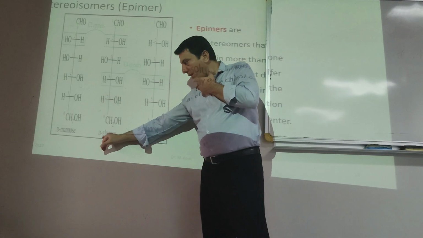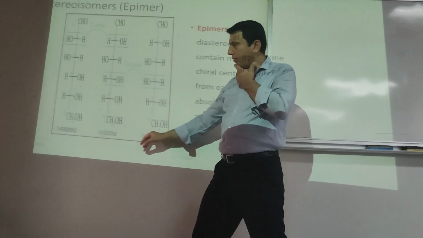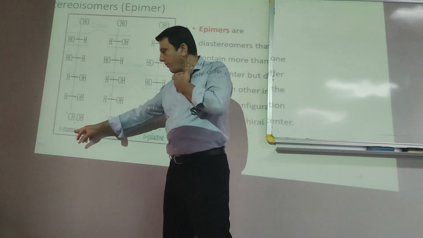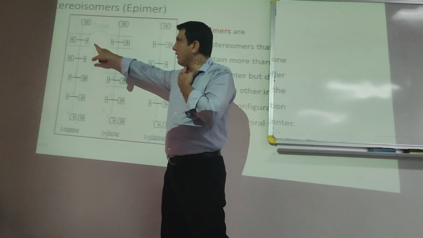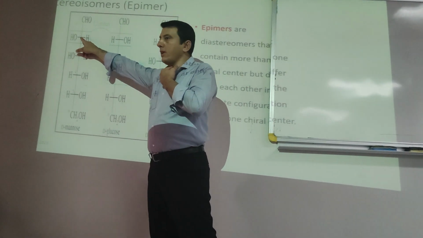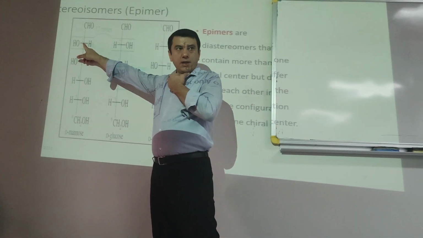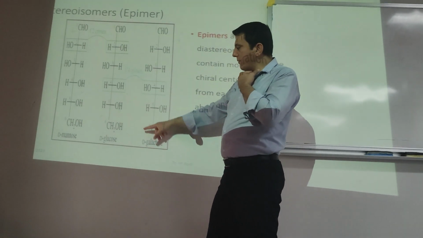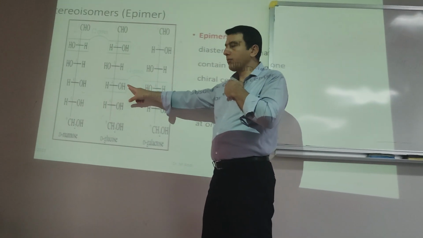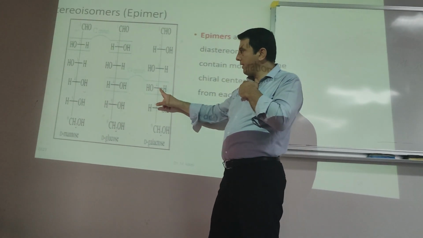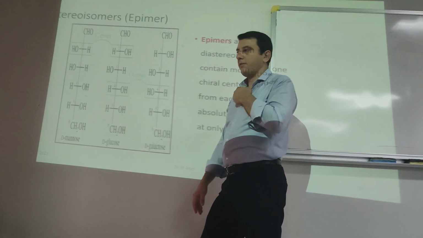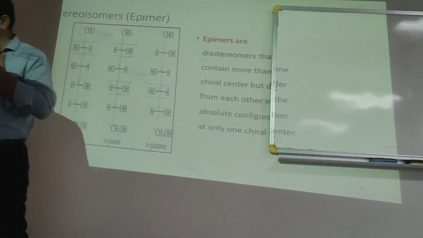For example, D-glucose and D-galactose, D-glucose and D-mannose. The difference between D-mannose and D-glucose is the direction of the OH group on carbon number 2. The difference between galactose and glucose is the direction of the OH group around carbon number 4. That is the only difference between the two types of sugars.